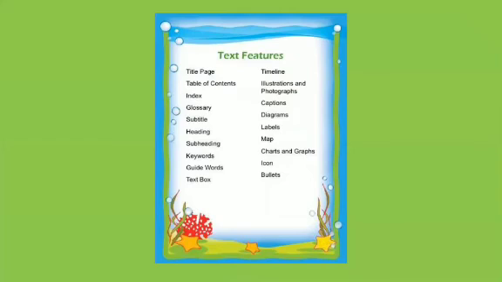So let's move to the other. As you can see, these are the text features. You can find the title of the page, the table of contents, the index, the glossary, subtitles, headings, subheadings, keywords, guide words, text boxes, timelines, illustrations and photographs, captions, diagrams, labels, maps, charts and graphs, icons, and more. We can find these different text features in our books. Can you identify them? Can you look for a book, identify them, and try to describe every one of them?